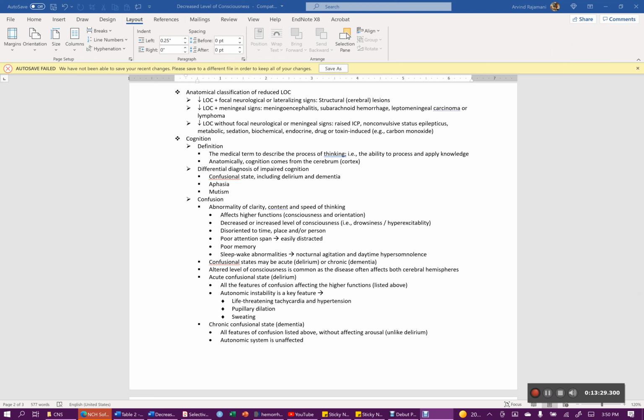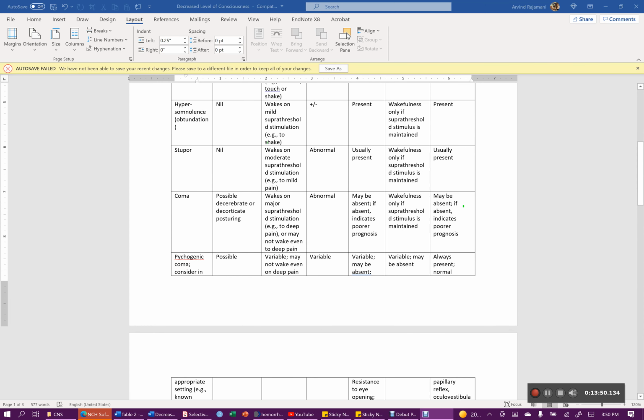Now if you have any questions, you can go back and check whether you can make up your own algorithm for how to evaluate somebody with a low level of consciousness. Okay, you can also talk about the various different causes for an acute confusional state, also called delirium, and how you can differentiate between these various different causes.